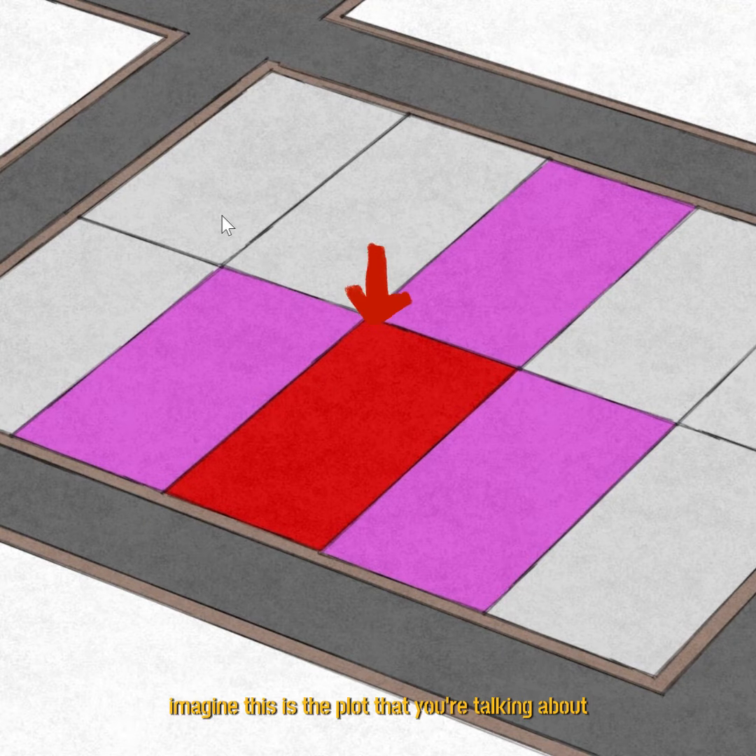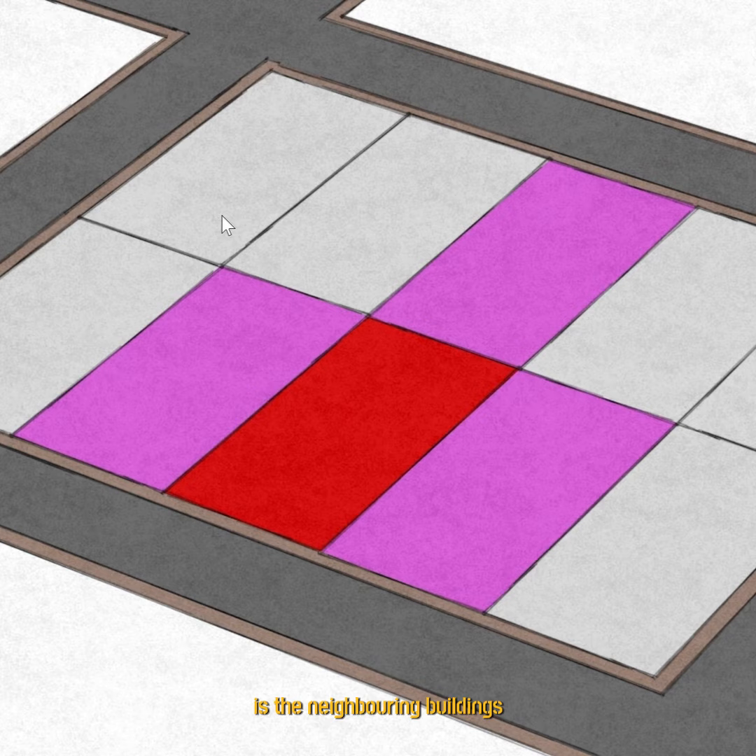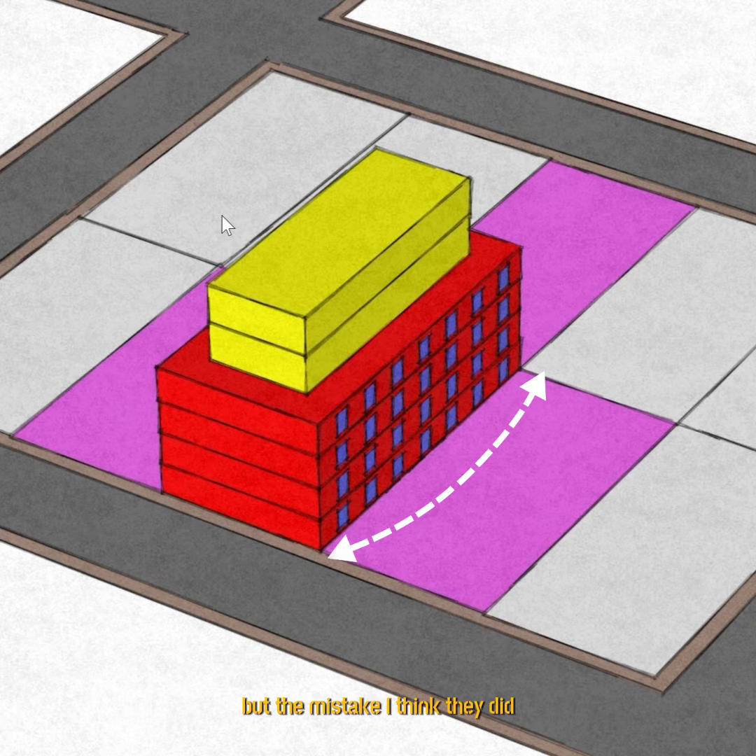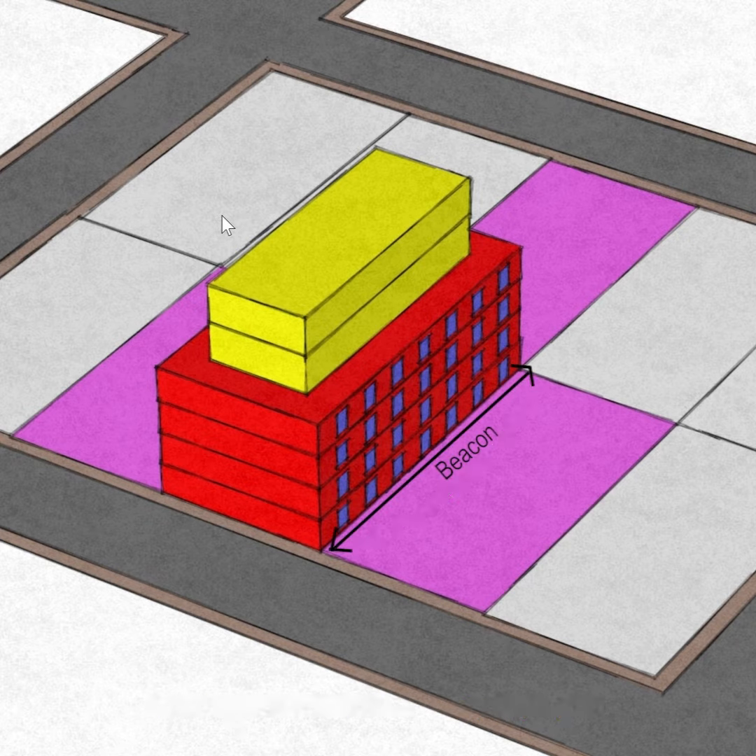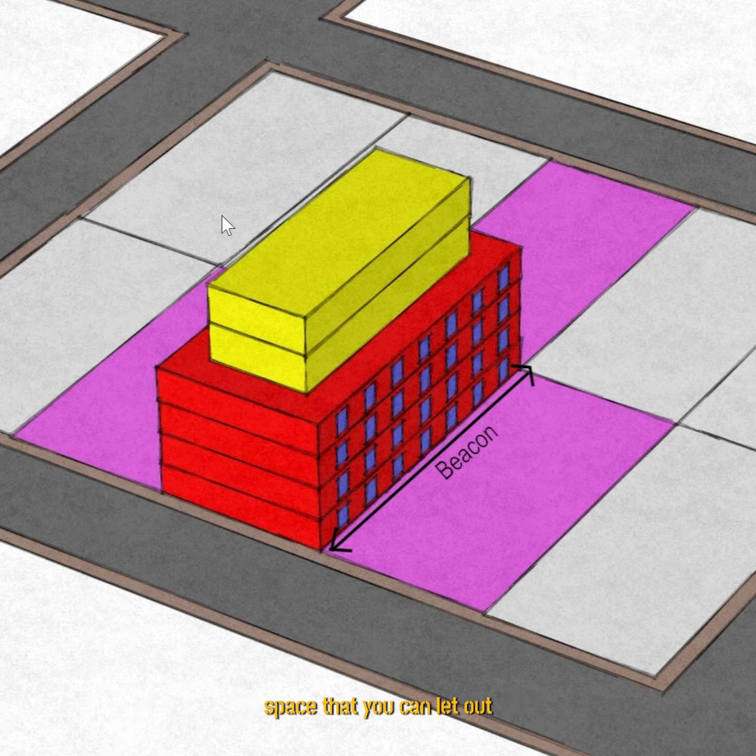Imagine this is the plot that you're talking about. What is in red is that plot, and what's in purple or pink is the neighboring buildings, the immediate neighboring buildings. So this is what the person has built. Now the developer built ground plus 3 floors, but the mistake I think they did was they placed the windows on their property line, placed a window at the beacon, and then built their house on top, which is very nice, works very nice. You've maximized the amount of space that you can let out, which works for you in the short term.